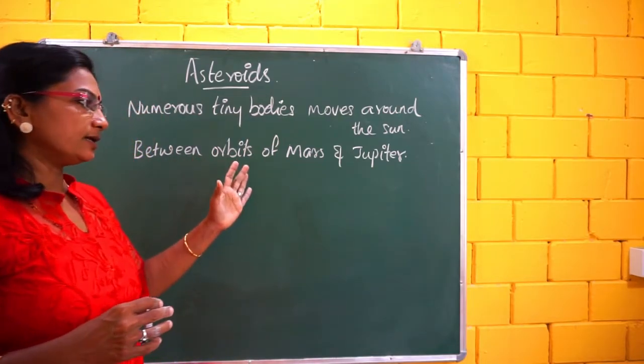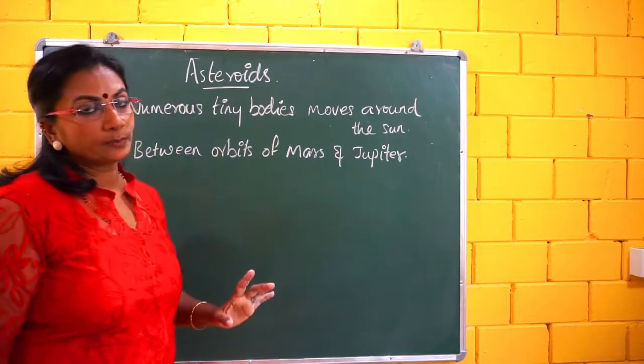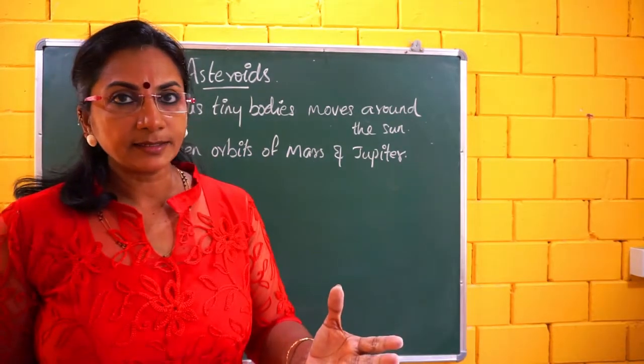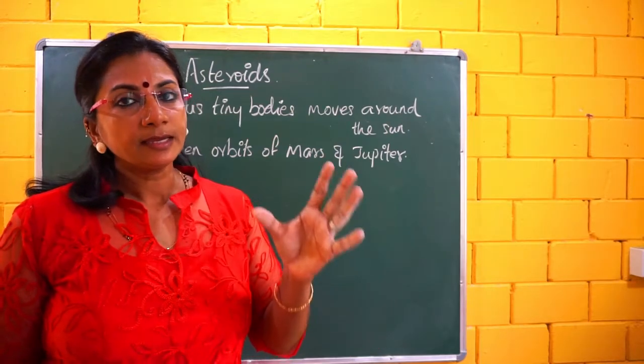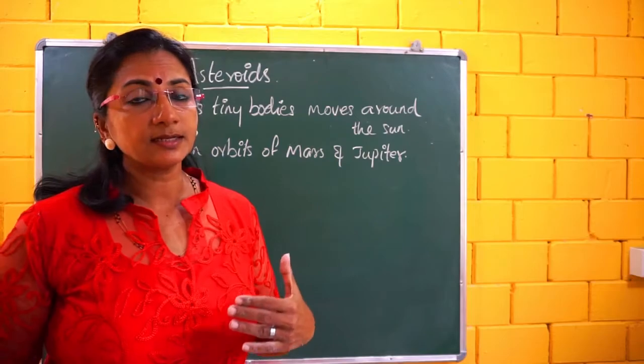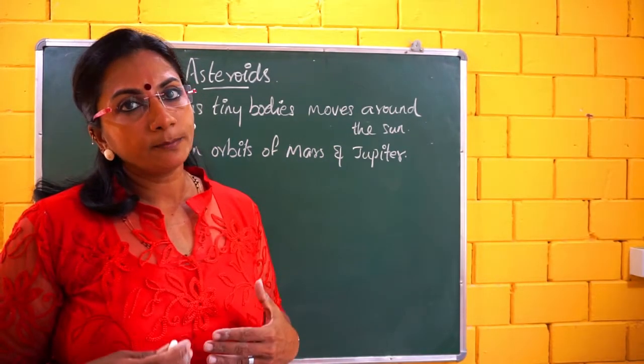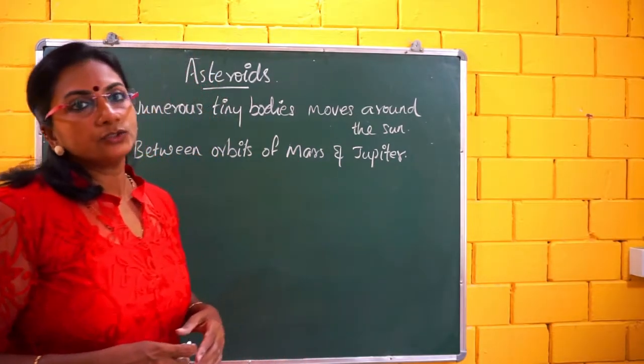The asteroid belts are found between the orbits of Mars and Jupiter. We already learned our planets. In between Mars and Jupiter, the asteroid belts are formed. The scientists have already found the asteroid belts in between the orbits of Mars and Jupiter.